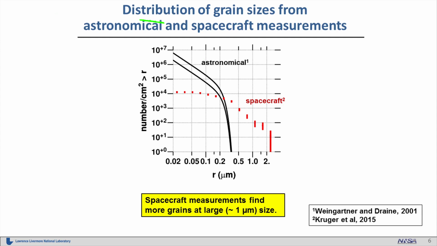Furthermore, the distribution of these grain sizes has been determined from both the astronomical and spacecraft measurements, and they're plotted here. The astronomical measurements tend to have a very sharp cutoff at a radius of about 0.3 microns. However, they're somewhat insensitive to larger dust particles. The spacecraft measurements indicate a flatter distribution with more large particles of order of a micron in size. And if these are actually out there, those larger dust particles are fairly serious, so you have to take that into consideration.